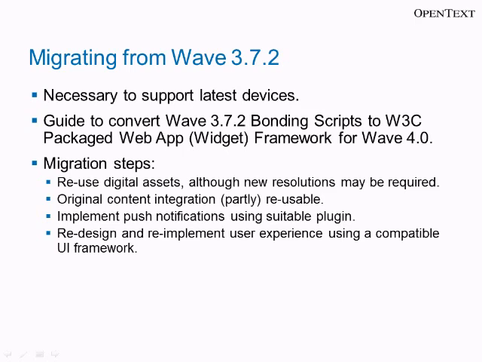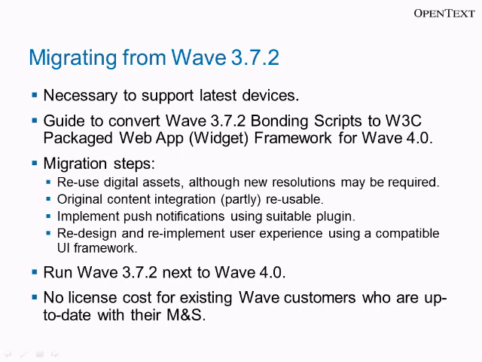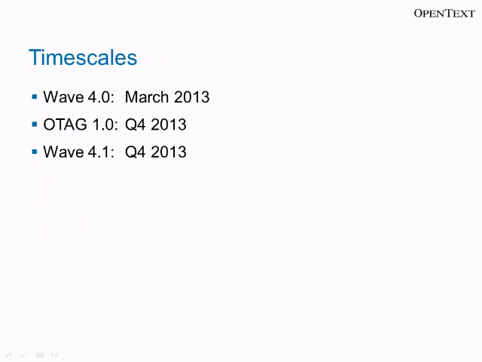Now, if that all makes it a little bit hard, the thing is you can just run your existing Wave 3.7.2 service next to 4.0. So any of the apps that you currently have, you can keep them on Wave 3.7.2, and for future developments, you could use the Wave 4 environment. And the thing is, we will not ask for any new licenses to be bought for that. So you could just have them next to each other, and we will replace at due time your Wave 3.7.2 environment with Wave 4. So then finally, I'd like to end with the timescales.